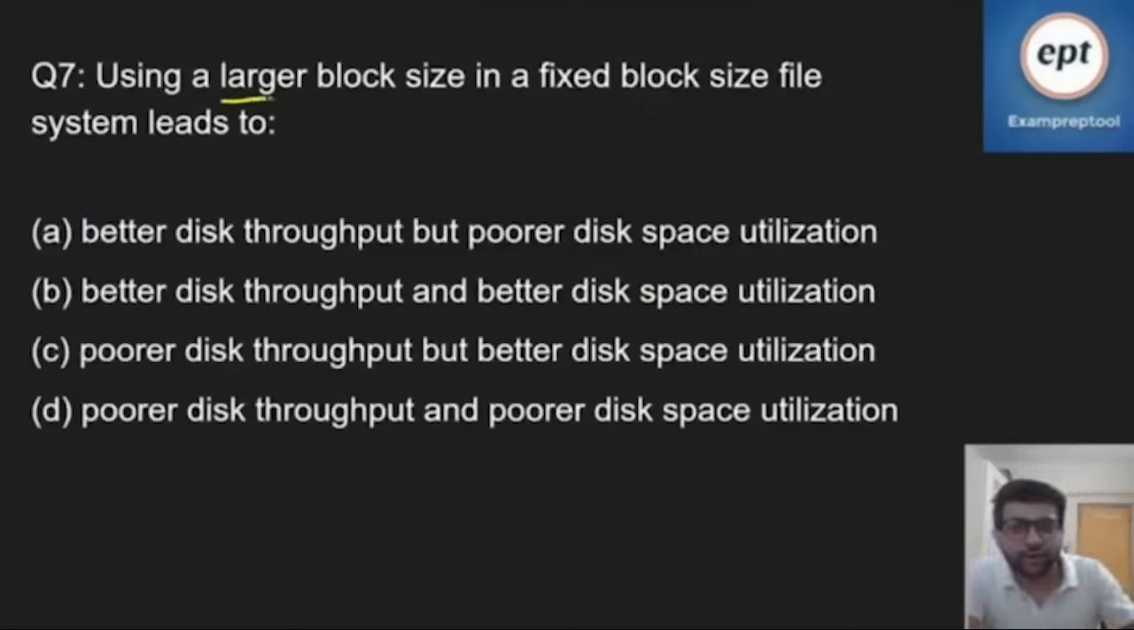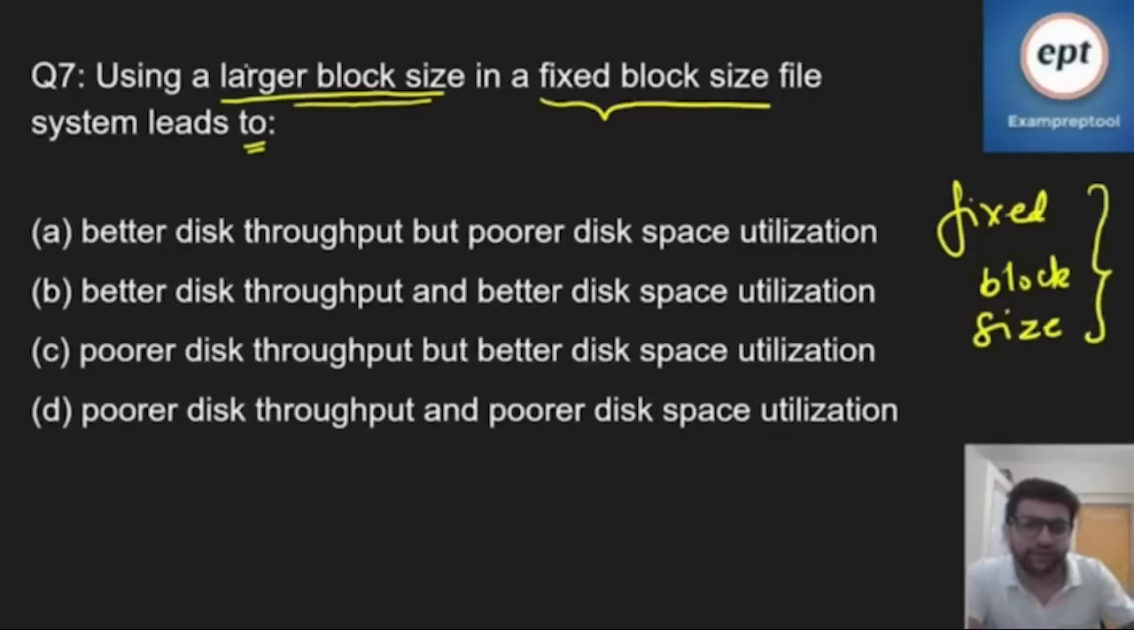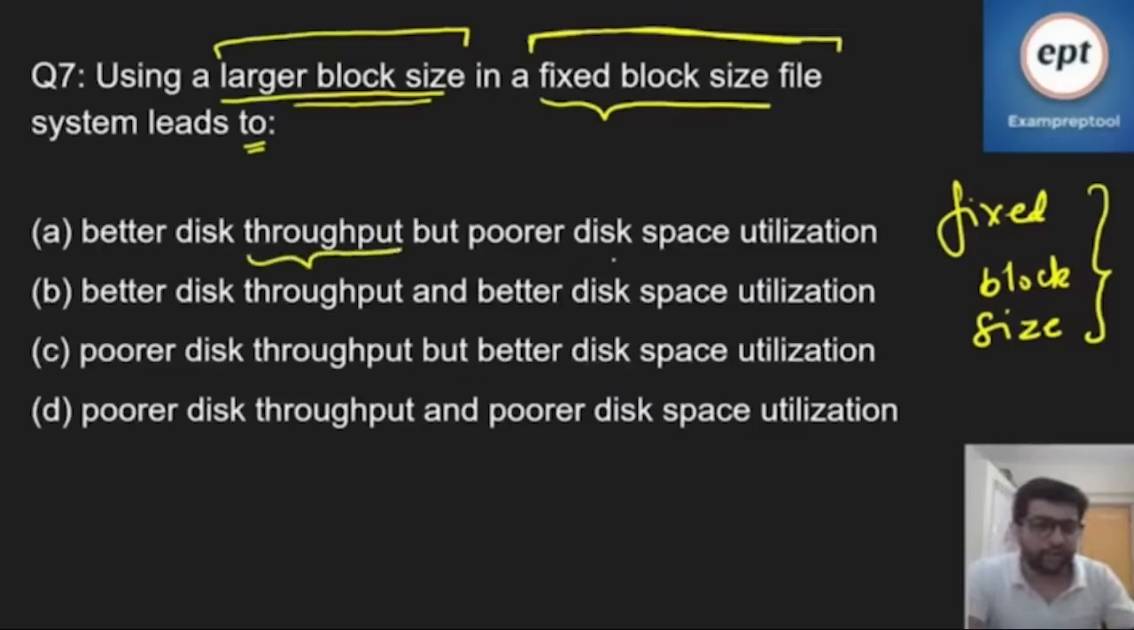Using a larger block size in a fixed block size file system leads to... So we have been given that we are using a fixed block size file system. We have to remember this. Immediately we have to see two keywords: larger block size, and fixed block size file system, right? We have been asked what will be the effect on the throughput and what will be the effect on the disk space utilization, right?